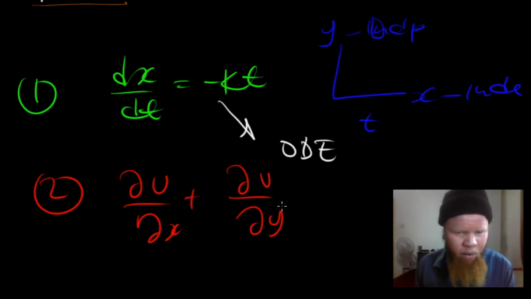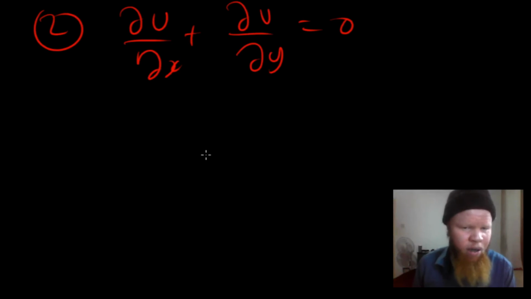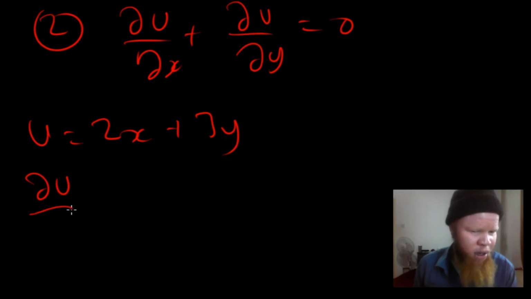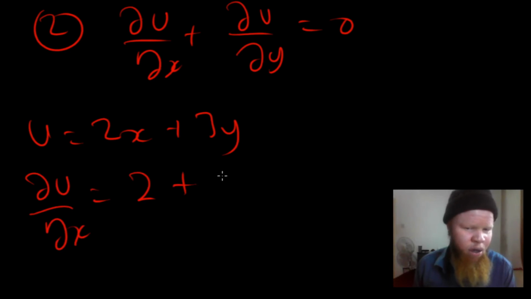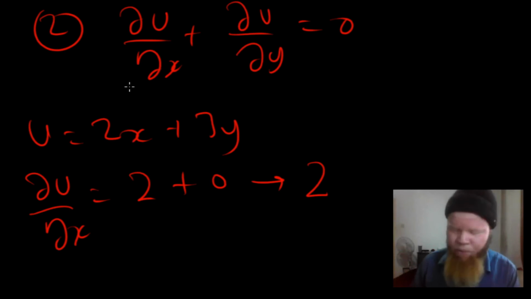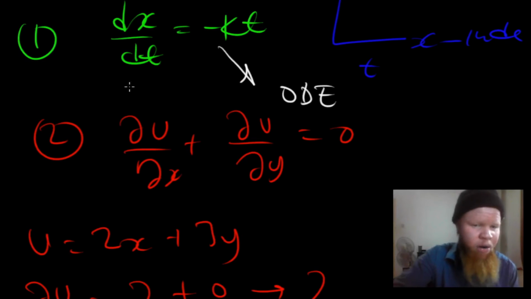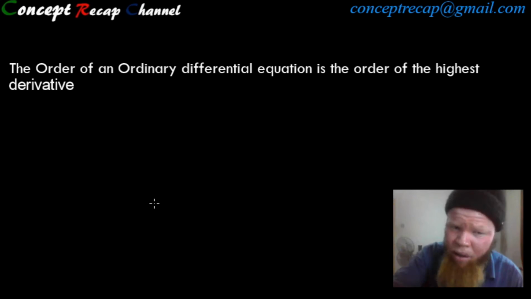So this is a partial differential equation. In this one, for example, if velocity is given by 2x plus 3y, and this is u, then to differentiate u partially with respect to x, what will it be? It will be 2, because this 3y becomes 0. So that's just to give you a recap on what we mean by partial differential equation.